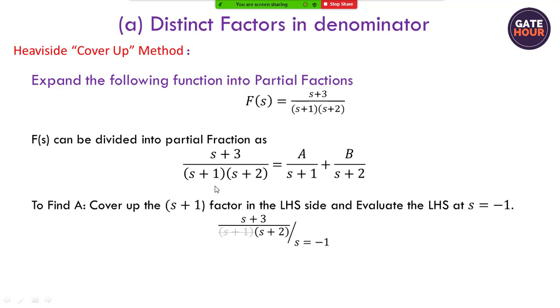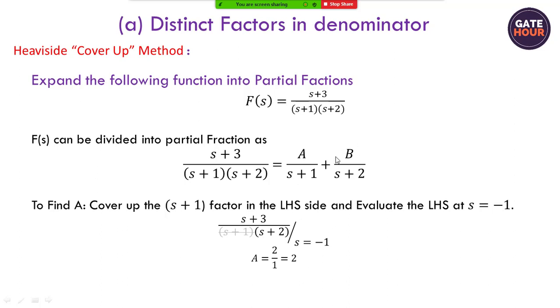In the Heaviside cover-up method, as already mentioned, it is a cover-up method. You cover this term with your finger, or you erase this term, and you substitute s equal to minus 1. So what will you get? You will get minus 1 plus 3 divided by minus 1 plus 2, which is 2. So this is very easy.